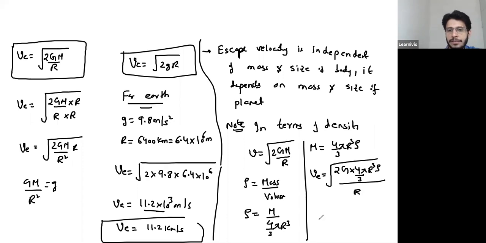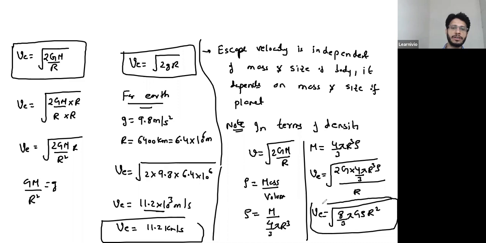So this R can cancel with this cube, and it comes out to be root over 8 by 3 pi G rho R square. This R will cancel with this cube, so you're left with R square. So maybe in a numerical or in an objective, you can be asked to express this escape velocity in terms of density and volume.